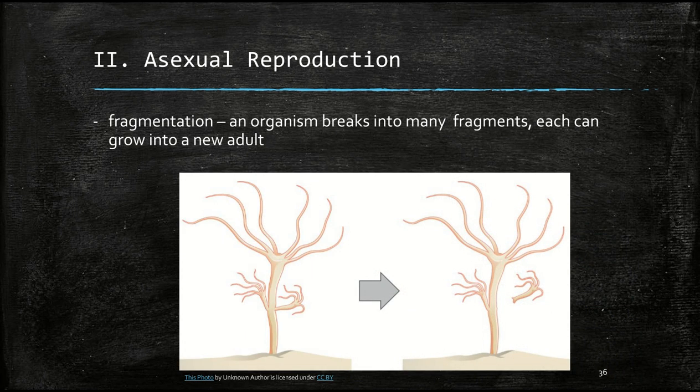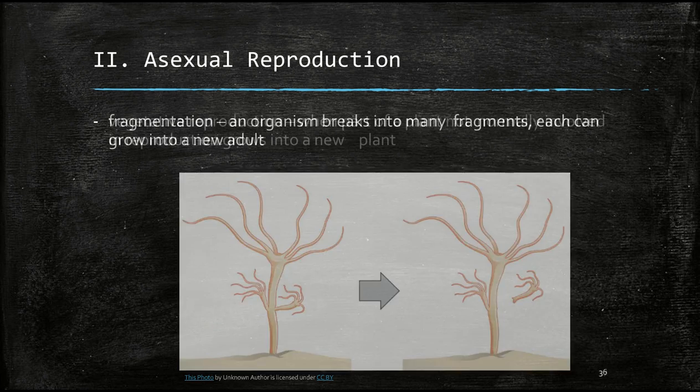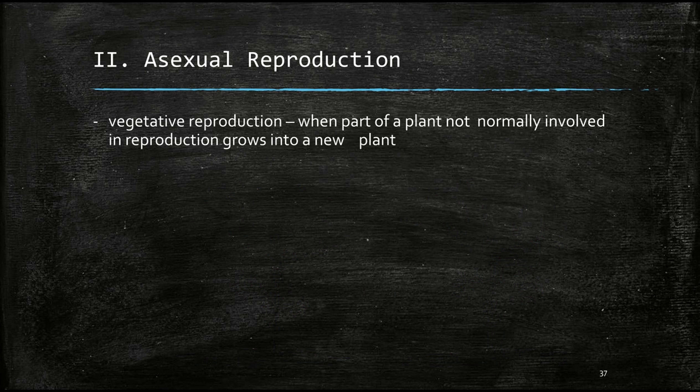Then we have fragmentation, which is when an organism breaks into many fragments, and each one can grow into a new adult. Planarians are an example of an organism that can reproduce by fragmentation. And lastly, we have vegetative reproduction, which is when part of a plant not normally involved in reproduction actually grows into a new plant. There are different types of this and different ways that this can occur.